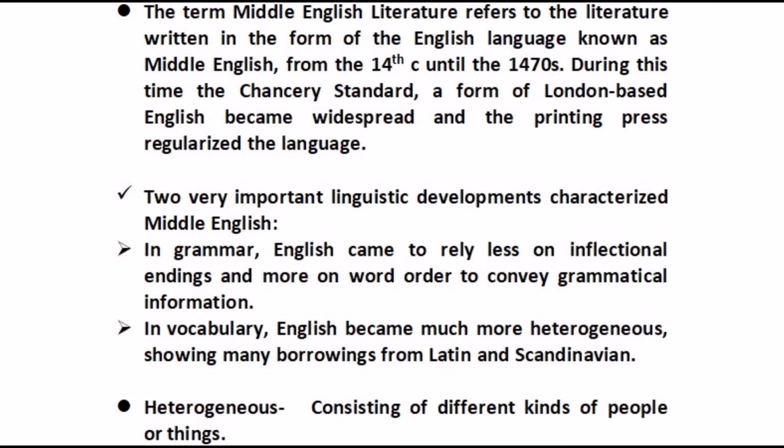Two very important linguistic developments characterized Middle English. The first one is, in grammar, English came to rely less on inflectional endings and more on word order to convey grammatical information. And the second is, in vocabulary, English became much more heterogeneous, showing many borrowings from Latin and Scandinavian. Here the word heterogeneous stands for consisting of different kinds of people or things.